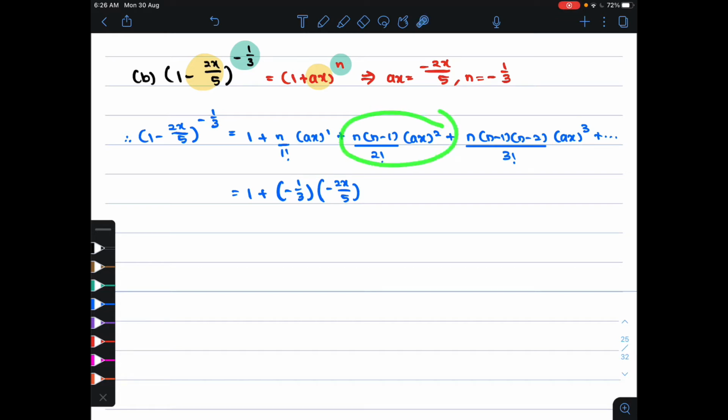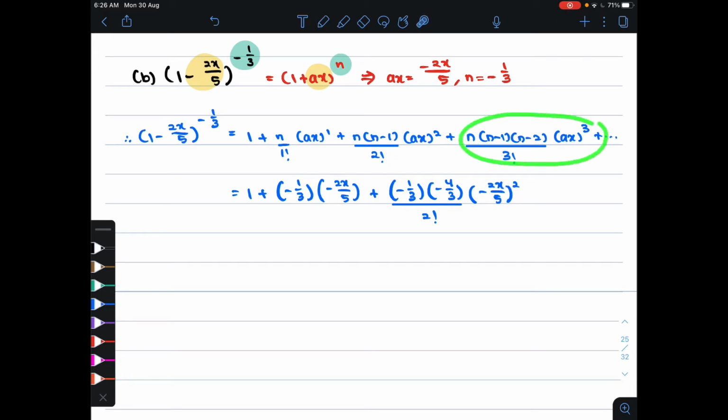Now let's do the third term. We have n times n minus 1. So n is negative 1 over 3, and then minus 1 will give you negative 4 over 3, divided by 2 factorial, and then we have ax squared, which is (negative 2x over 5) squared.